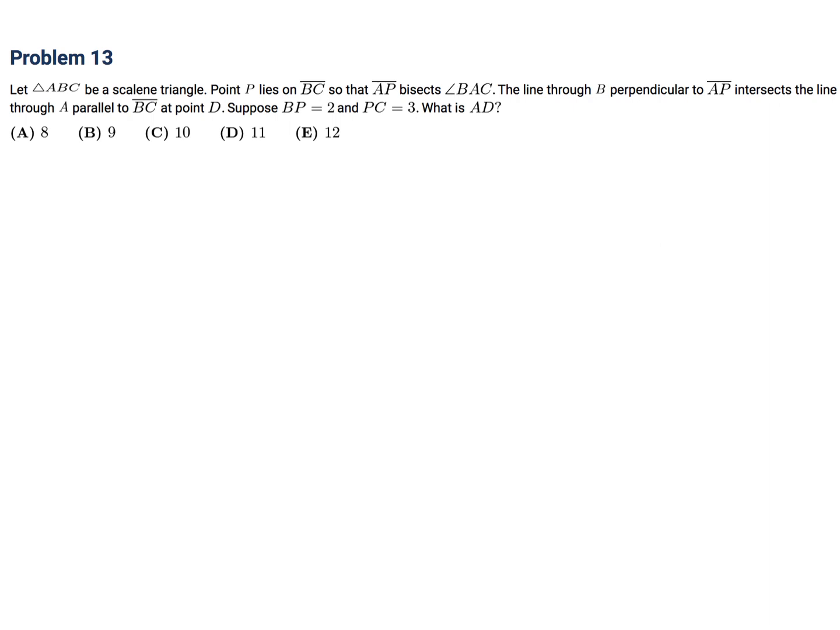Let triangle ABC be a scalene triangle, point P on BC, such that AP bisects angle BAC, and the line through B perpendicular to AP intersects the line through A parallel to BC at point D. Suppose BP is 2, PC is 3. What is AD? Okay, so first we have to draw this somewhat scalene triangle. Then we have to draw a line that's parallel, like this, and then finally we have to draw a line that cuts through the angle BAC.